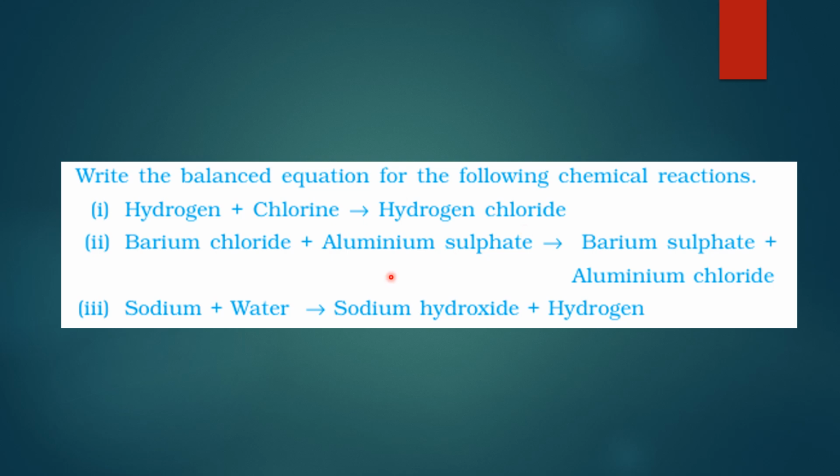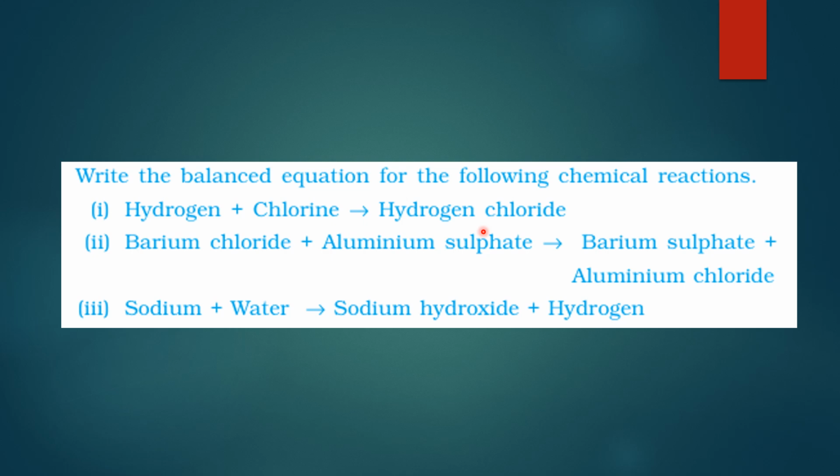For that you need to have very good practice, like you need to know the symbols. Suppose we have hydrogen here. You should know the symbol of hydrogen, chlorine. Then you should know the chemical formula for hydrogen chloride. For this you can practice using class 9 books.